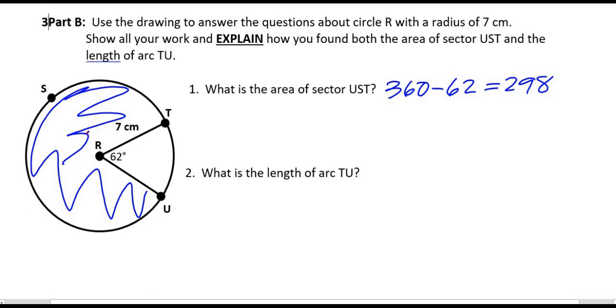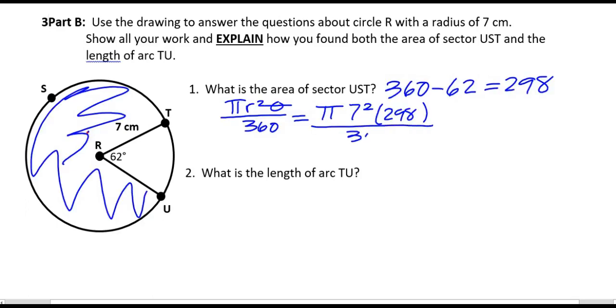Now, if you recall, the formula for the area of a sector is pi r squared theta over 360. So we're going to go ahead and put our numbers into that formula. So we're going to get pi times 7 squared times theta, which in this case is going to be 298. Going to divide all of that by 360. So our answer here is going to be 40.6 pi. Again, this will be centimeters squared because it is area. And if they wanted our answer in just centimeters squared without pi in the answer, it would be 127.4 centimeters squared. Okay, then when we talk about the arc length of TU, we're talking about this right here.